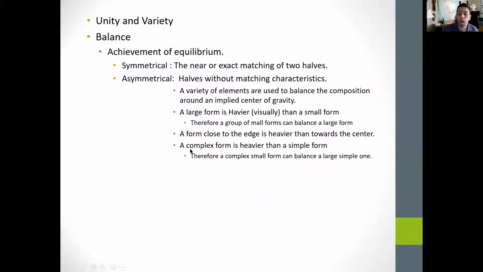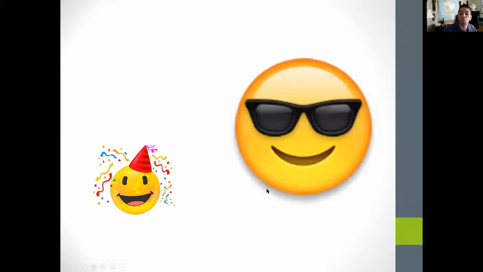The next one is that a complex form is heavier than a simple form. A complex form tends to have a lot of little objects, or it's colorful, or whatever. So you can have this smaller, very complex form that has color and textures, and all of those things offset this one large form. Previously we were looking at smaller, simple forms, but this one in this case is a lot more complex.